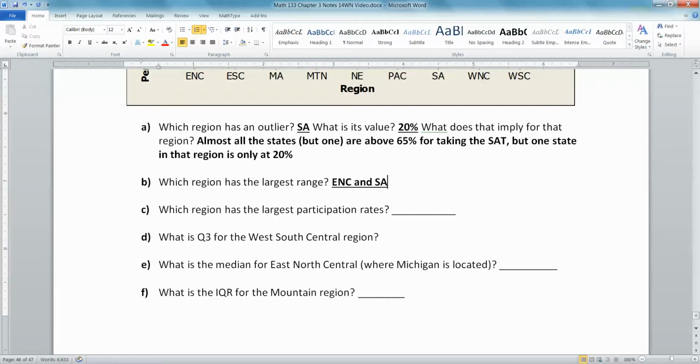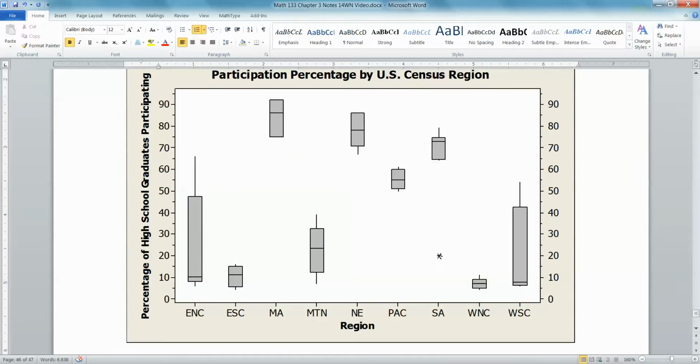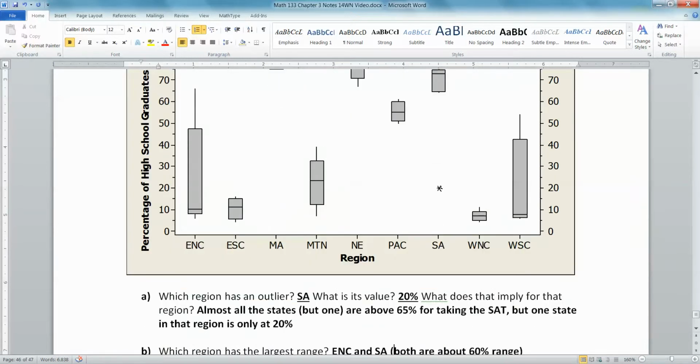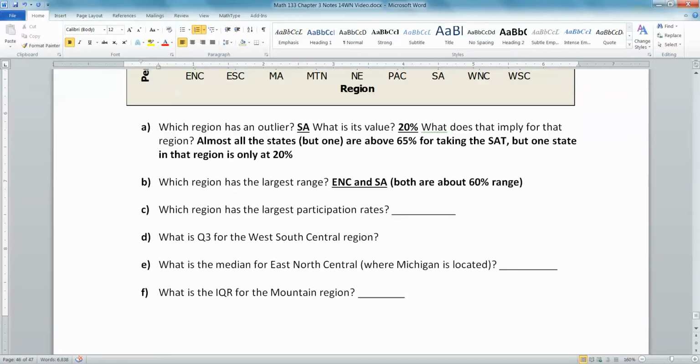Oh my goodness. Both are about a 60% range. We don't know exactly, but they both look to be about 60. SA is a little bit of a trick because you think SA is not as big, but then you remember that the star counts as part of SA. So that outlier down there.